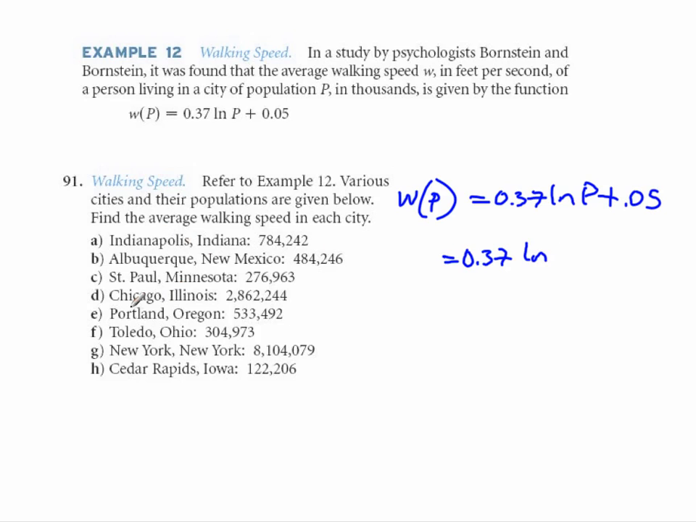So I'm going to take and just plug in any one of the numbers that they gave me. Ln of, okay, let's pick Chicago. So ln of 2,862,244, and then plus 0.05. Now doing this on your calculator, if you have a graphing calculator, you can just type it in as is. If you don't, I might figure out what the ln of that big number is, and then multiply it by 0.37, and then add 0.05 to it. Okay, so just plug the numbers into the formula, and that'll tell you what the walking speed in Chicago is. Okay, hope that helps out.